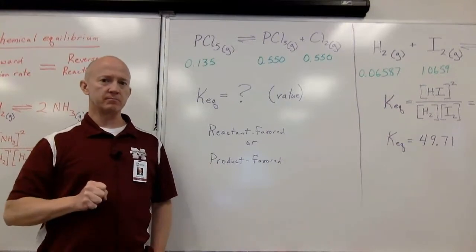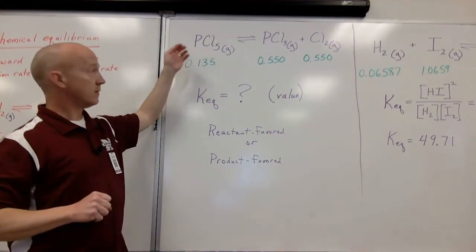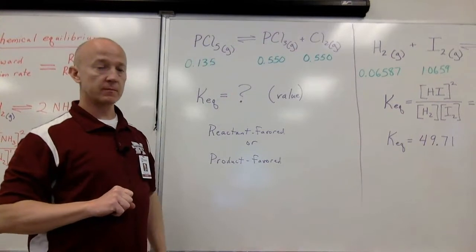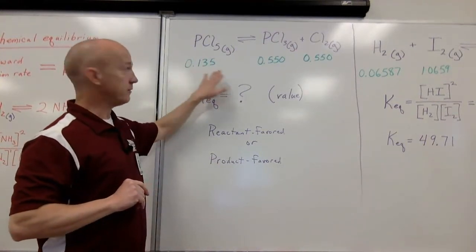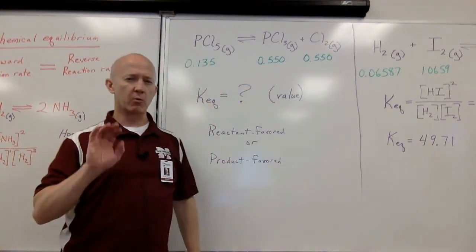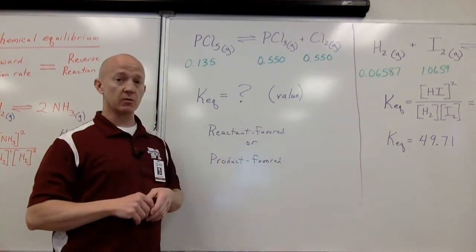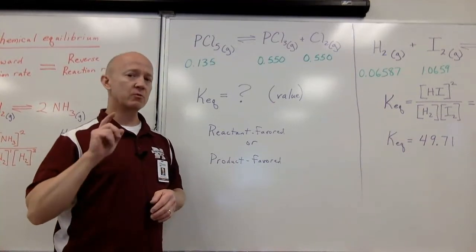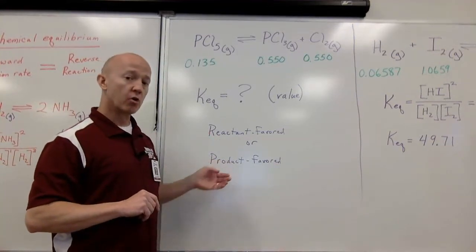All right, here's your problem. Here's the reaction of phosphorus pentachloride that yields phosphorus trichloride and chlorine gas. At equilibrium, their concentrations are 0.135, 0.550, and 0.550. What I want you to do for me is to find the value of KEQ, not just the expression, but the value of KEQ. And tell me if this reaction is reactant favored or product favored.